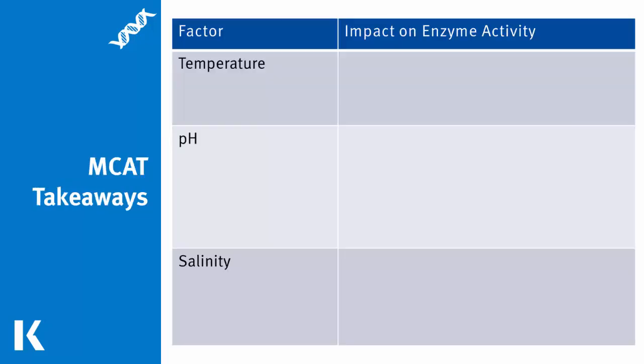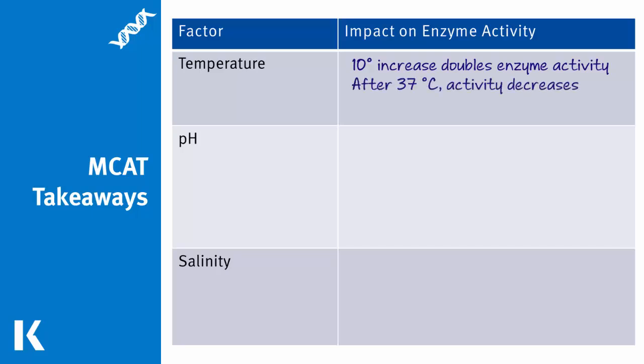In this video, we examined 3 different ways in which enzyme activity is affected within the body. By increasing the temperature only 10 degrees, we can double the rate of reaction. However, within the body, after reaching the optimal temperature of 37 degrees Celsius, activity decreases as temperature increases.